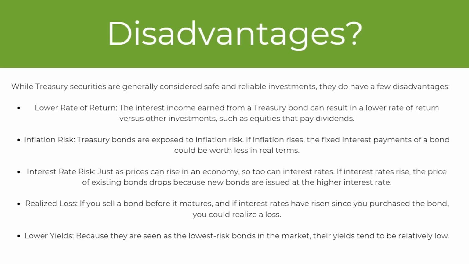There's also inflation risk. Treasury bonds are exposed to inflation risk. The fixed interest payments of a bond could be worth less in real terms. There's also interest rate risk. Just as prices can rise in an economy, so can interest rates. If interest rates rise, the price of existing bonds drops because new bonds are issued at a higher interest rate. Also, you'll realise losses. If you sell a bond before it matures, and if interest rates have risen since you purchased the bond, you could realise a loss.